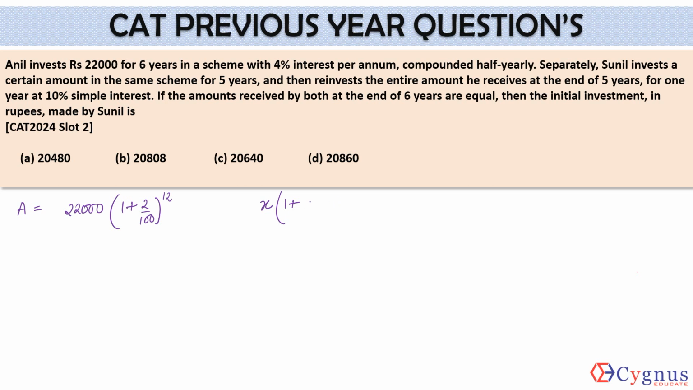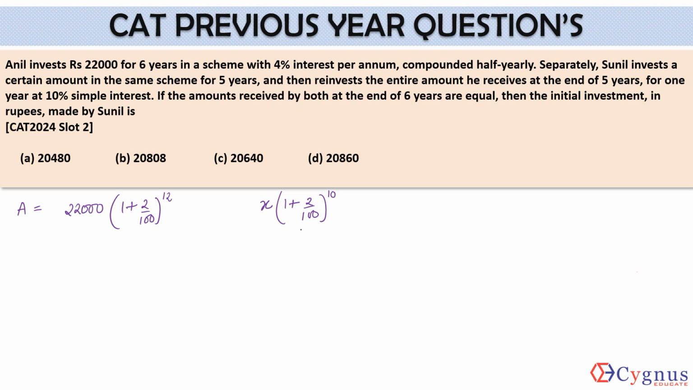Fine. So, what do we write here? The rate of interest was 4% for Anil. Separately, Sunil invests a certain amount in the same scheme. Then the rate of interest will become how much? Same. Same scheme, so half yearly. I'll write 2 here, raised to the power... He invested it for 5 years, so the power should become 10 because half year will occur 10 times in these 5 years. Now, this is the amount he's going to receive at the end of 5 years.